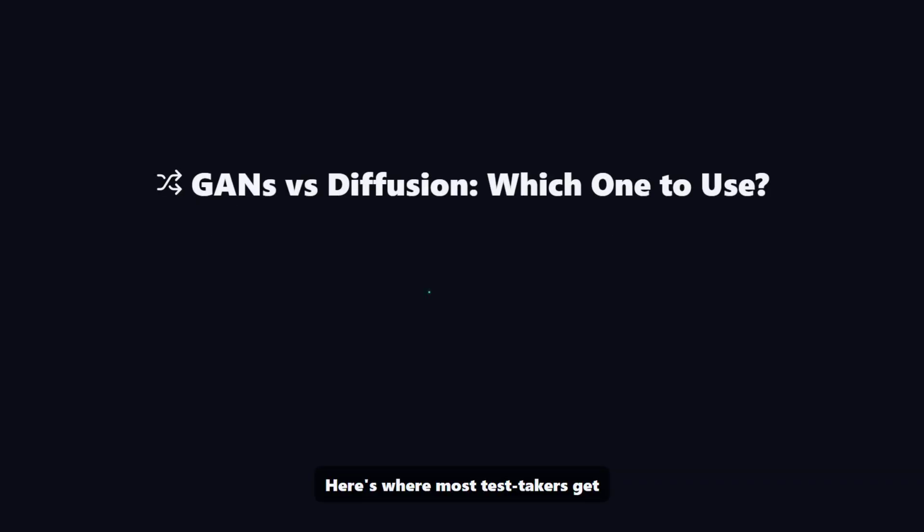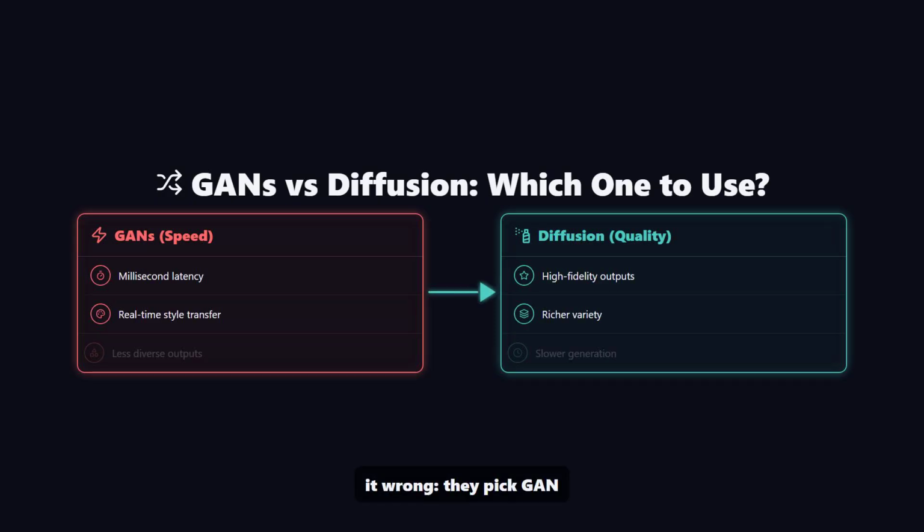Here's where most test takers get it wrong. They pick GAN for every image generation scenario. On the AWS AIF-C01 exam, diffusion models handle high fidelity, diverse outputs. GANs are for pure speed. GANs deliver images in milliseconds, perfect for real-time style transfer. Diffusion models are slower, but give you richer variety and quality.